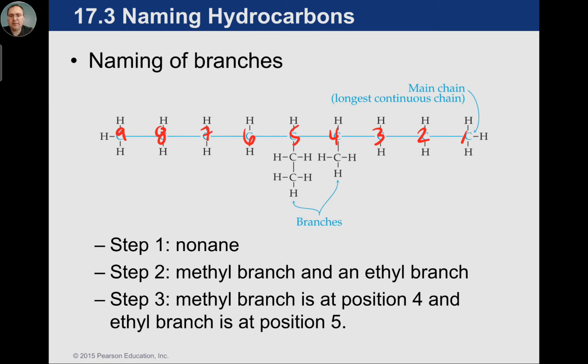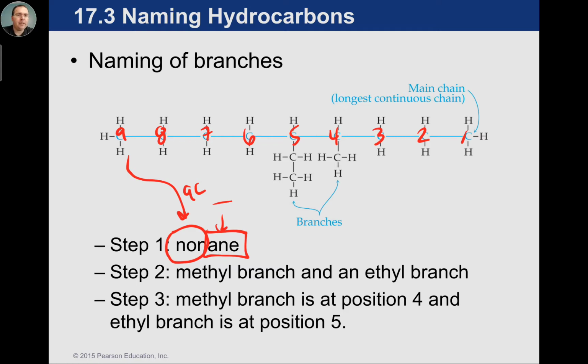So 9 tells us non. That 9 carbon length gives us that non prefix. The fact that we see all single bonds, no doubles, no triples, tells us that ane, all single bonds, is the parent suffix for the alkane family.